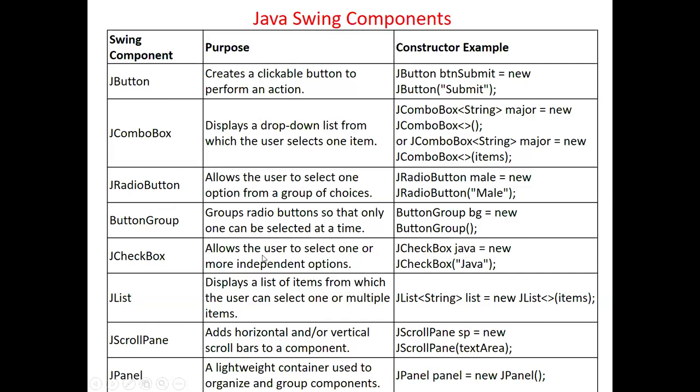Okay. Checkbox allows the user to select one or more independent options. These are not dependent, they are independent. So how do you create a checkbox? Checkbox, Java, new, like skills. In a list of items, we can select multiple items, but in the drop down, the JComboBox, we can select only one item. See the difference here. How do you create the list? Same way, just instead of combo box, replace it with JList.